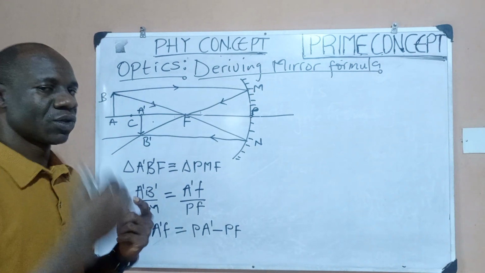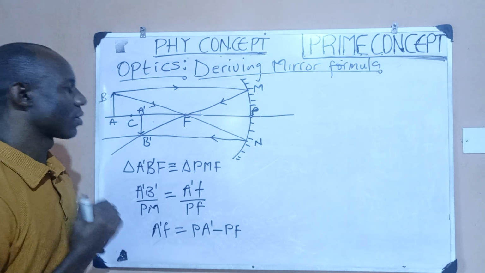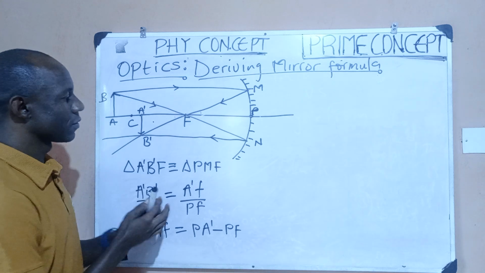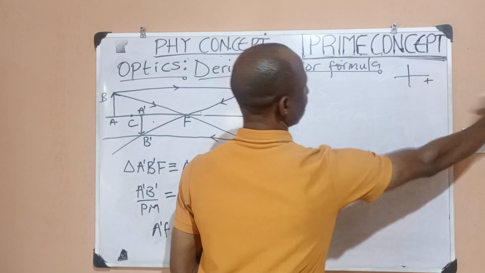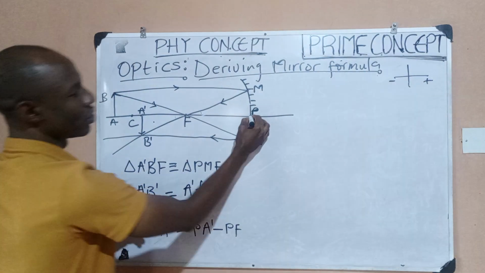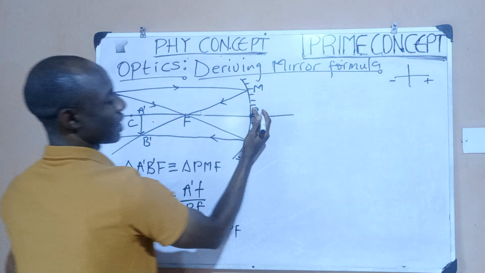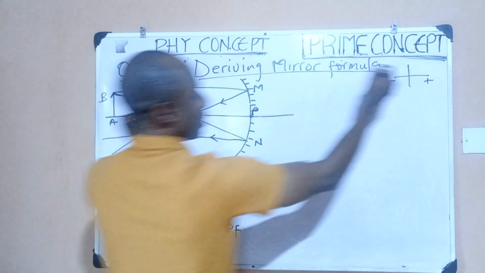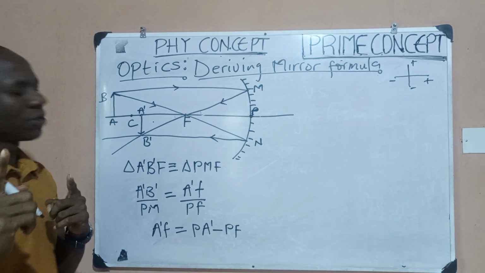Now, try to watch my video on sign convention, which I explain so that you really understand it. We're using the Cartesian sign convention, which means this side is positive x, and this is what? Negative x. We're considering the pole of our mirror as the origin, so anything on the left-hand side is negative, any distance on the right-hand side is positive, any distance facing upwards is positive, just like in this case. Then any distance facing downwards is what? Negative. So that is the sign convention we are using.